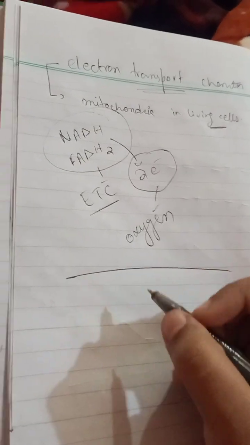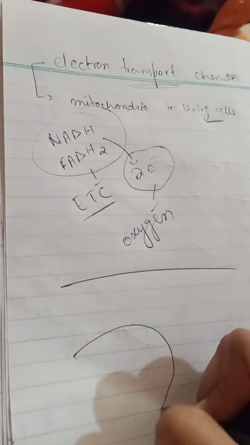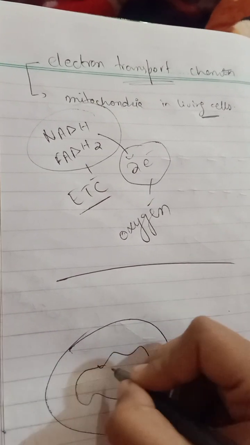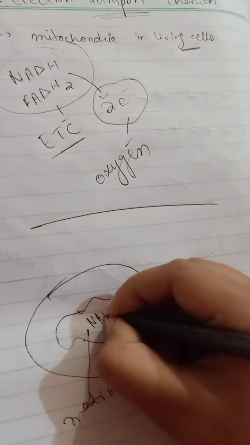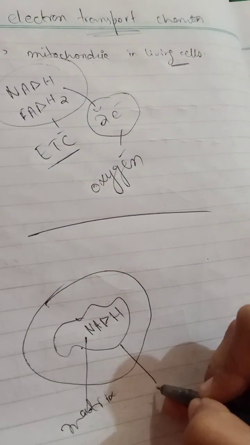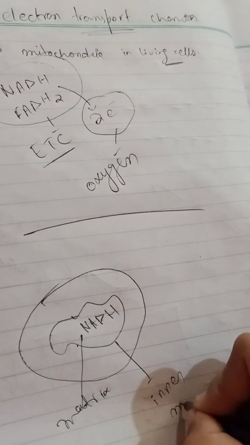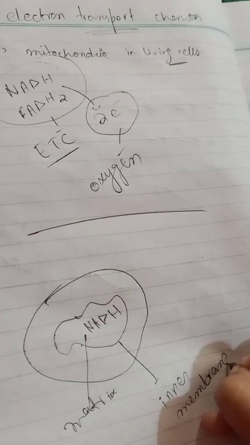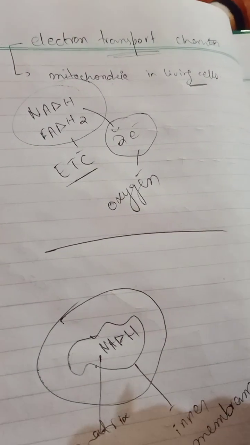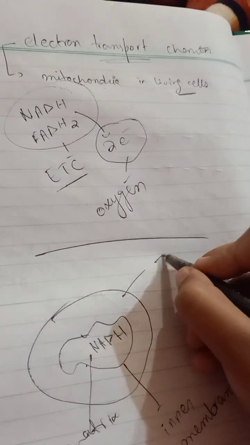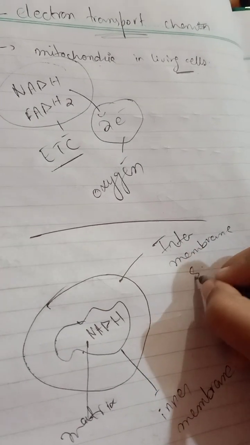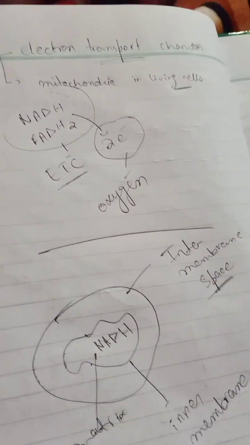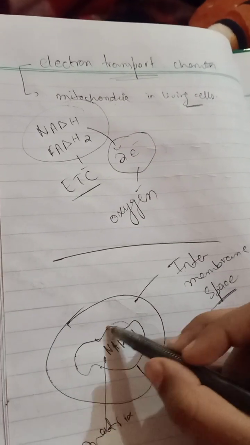The chain is located in the inner membrane of the mitochondria. For example, this is the mitochondria, and this is the fluid matrix, where the NADH is. This is the inner membrane, which, as you all know, contains a Krebs cycle enzyme, succinate dehydrogenase, that you already know. And this is the intermembrane space. So this basically occurs in the inner membrane.